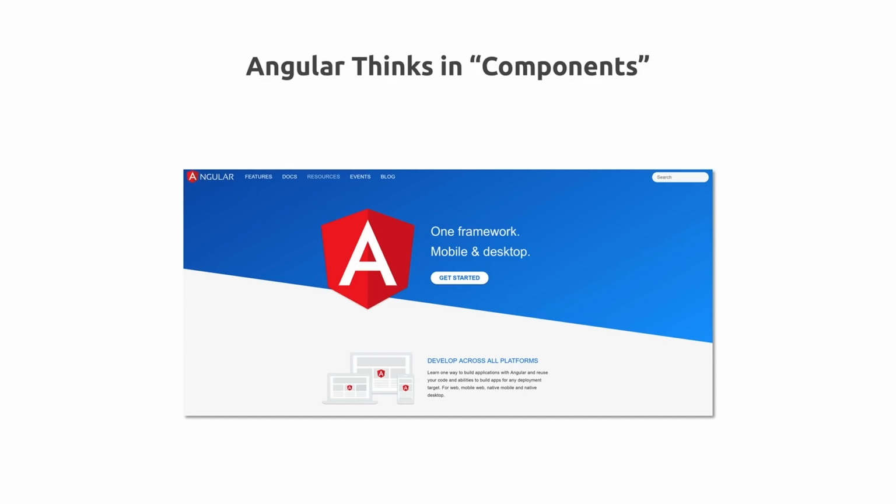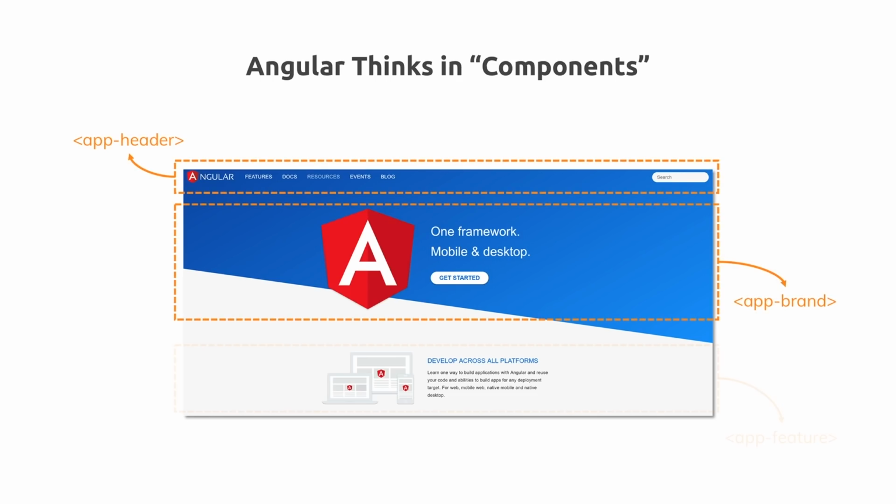Now, here's a screenshot from the official Angular.io page, and we can easily deconstruct this into different components to understand this way of thinking in components. We could think of having a header, a brand, and some feature component. So 3 sections of the page, which are kind of independent from each other and which we can define in their own components so that we can easily manage the code for that given part of the page.